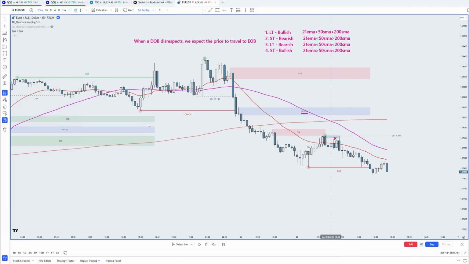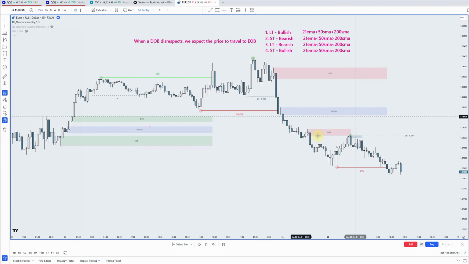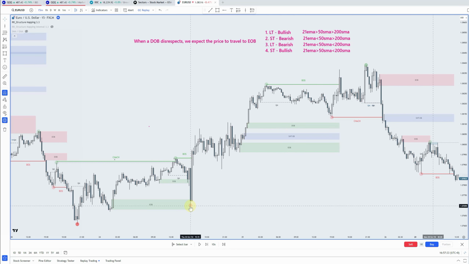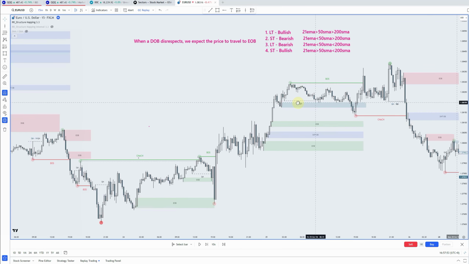Okay, let's see another example. And you see that we are going step by step, going back, not just cherry-picked examples. Okay, so what do we have? You have the low, you have the high. QM, this is your DOB. Okay, and rather than saying this is the DOB, I will say that this makes more sense. This is your DOB.